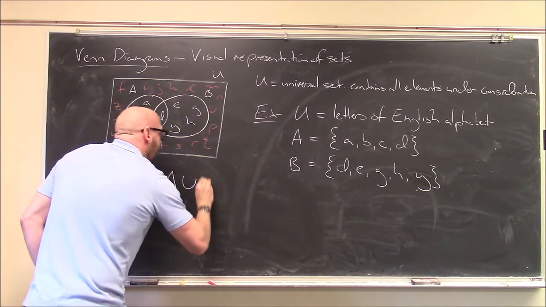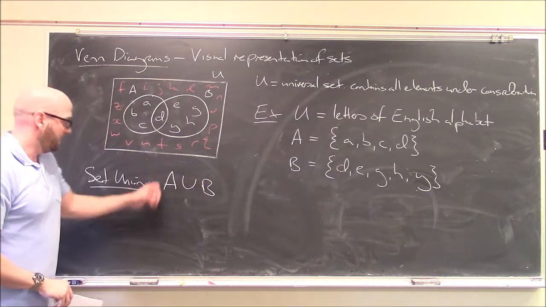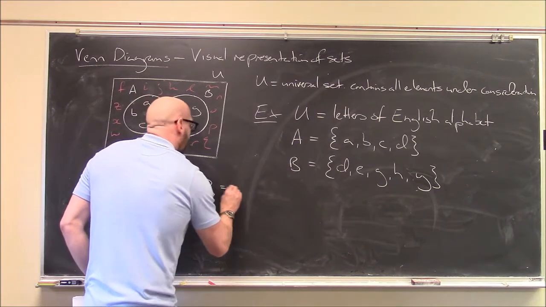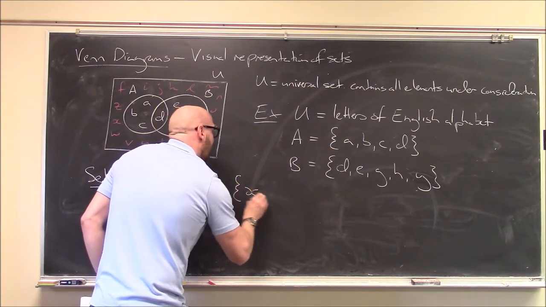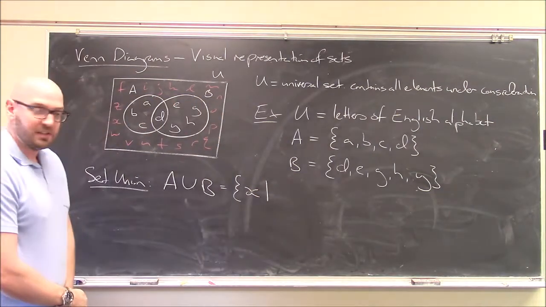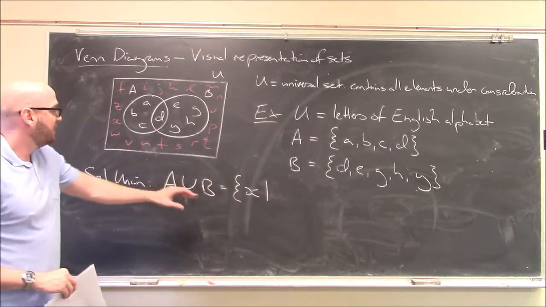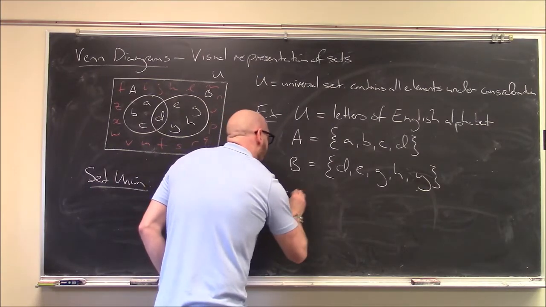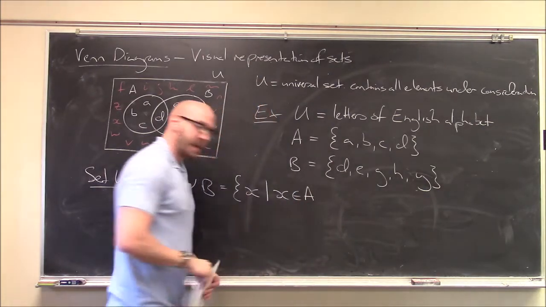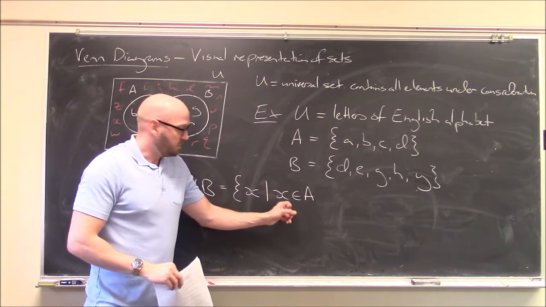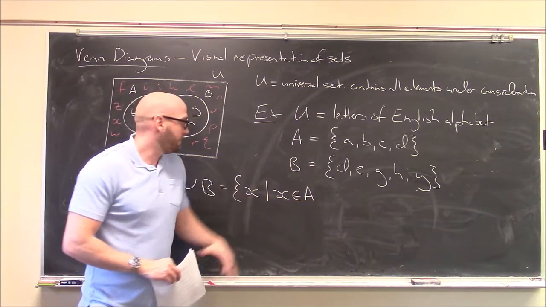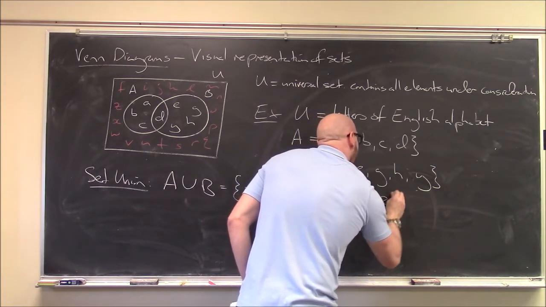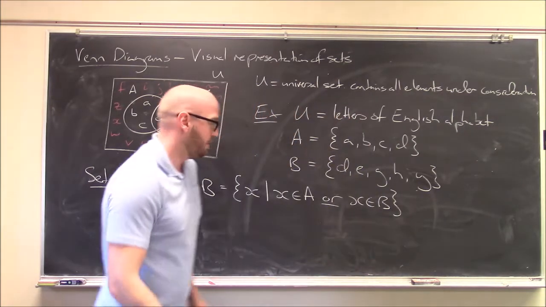Usually denoted A union B. So A cup B, and this is a brand new set. This is the set, and I'll go with the rule notation here. It's a set of all elements x such that x is in A or it's in B. So x is in A, again using our symbolic notation for x is an element of A, or x is an element of B.